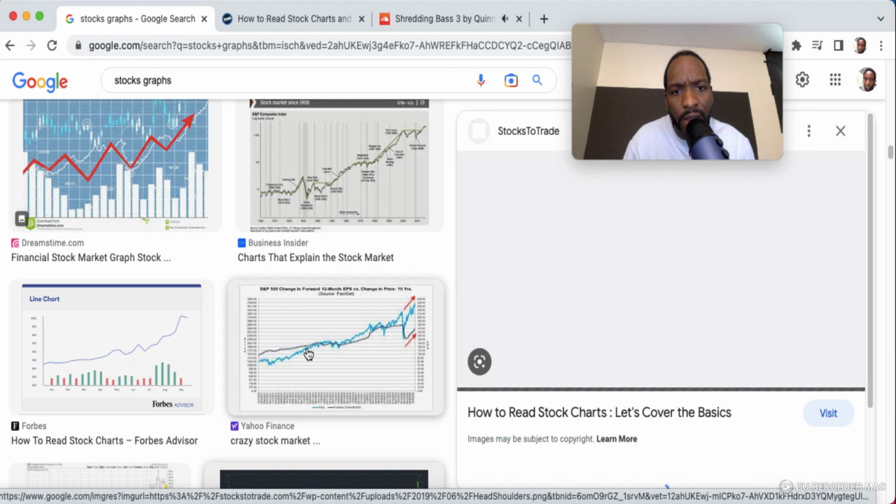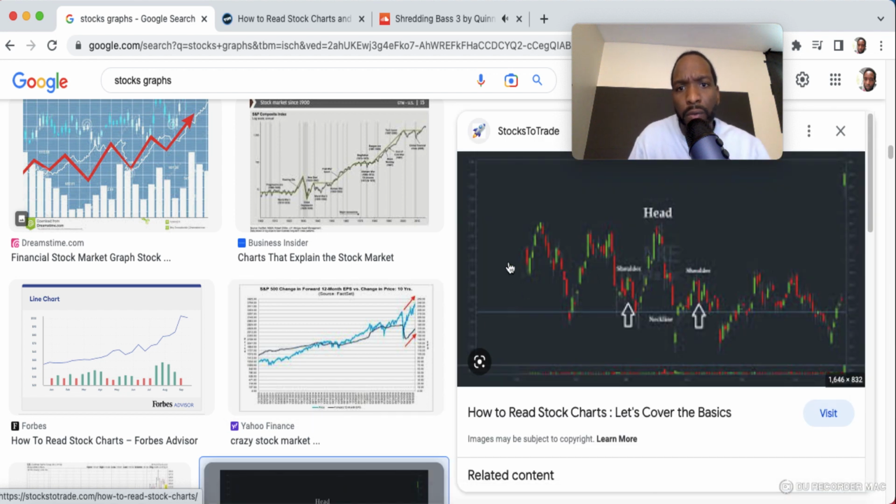See, look at this graph. This is crazy. This is beautiful. Look at this. You can buy around here, sell, wait, buy again, sell, wait, buy, and then sell. You wait. You don't want to buy when it's high.